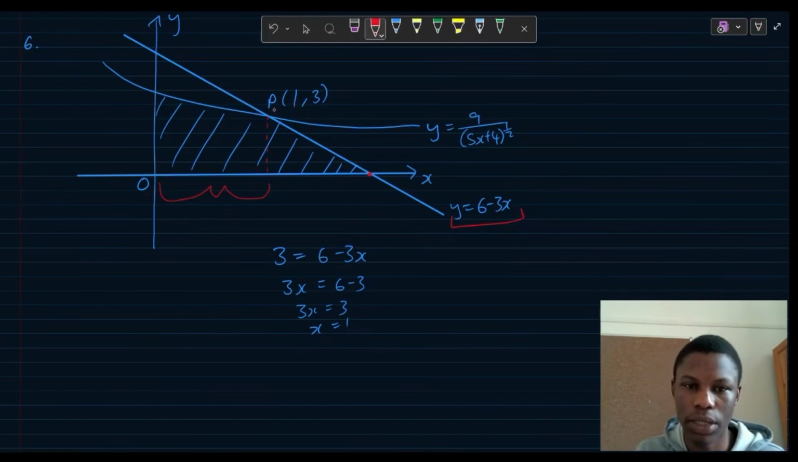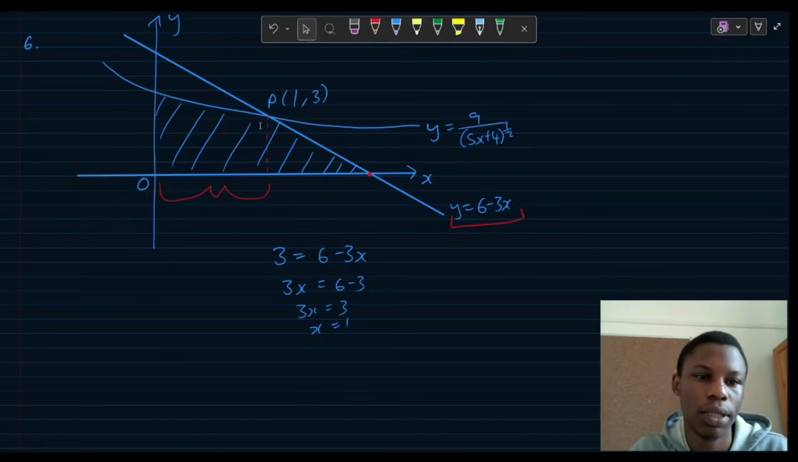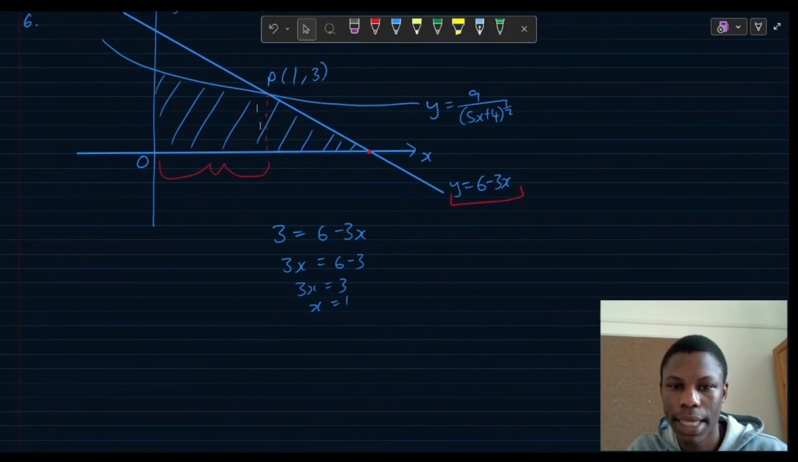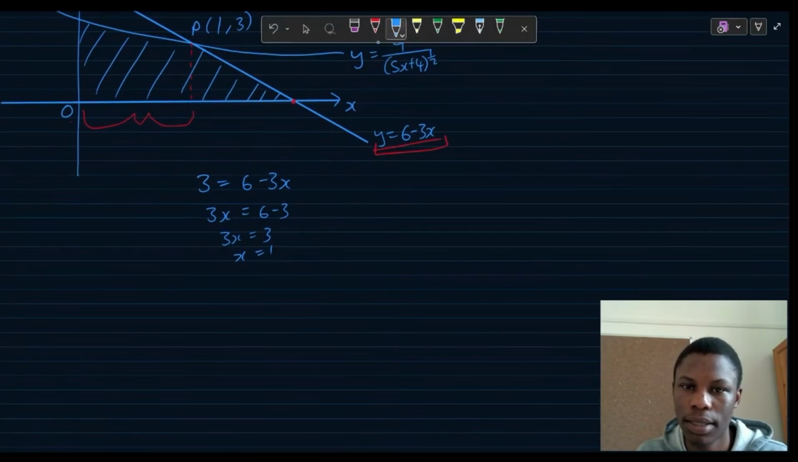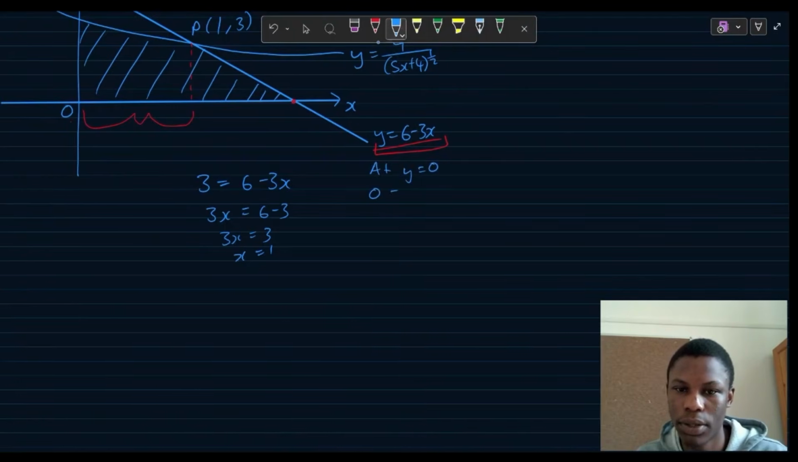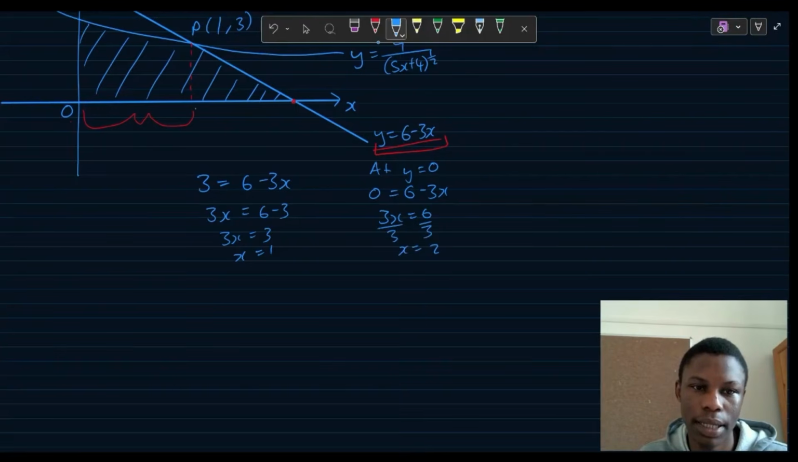So that's why we need to know the point P, and then we also need to know what the coordinates are here, because that's the final bound of our shaded region. To get that, this is just the point at which our line intersects the x-axis. So the x-axis has y being 0. So at y is 0, what is x? So you get 3x is 6, divide both sides by 3, x is 2. And so that means this has x is 1, this has x is 2.